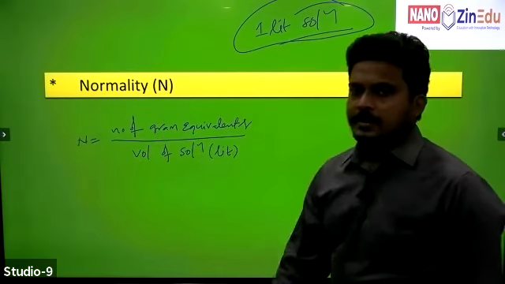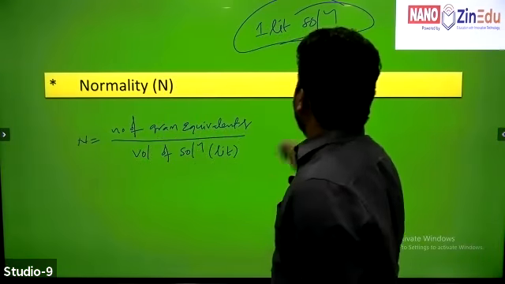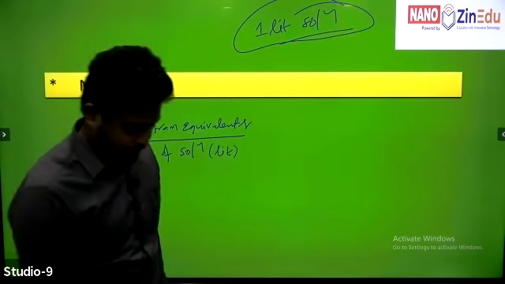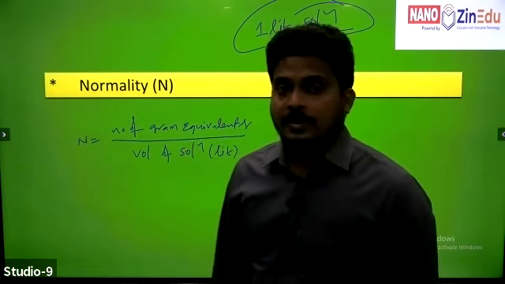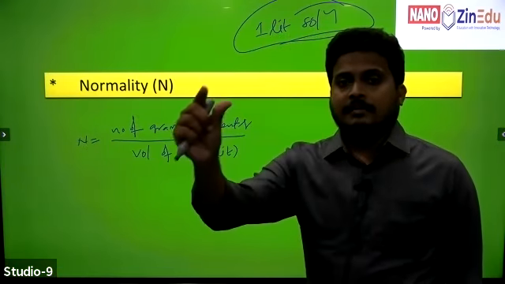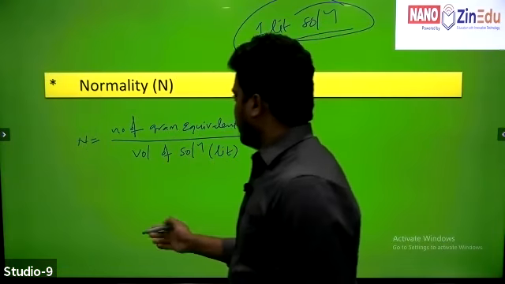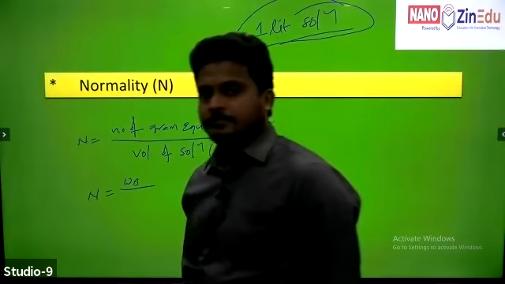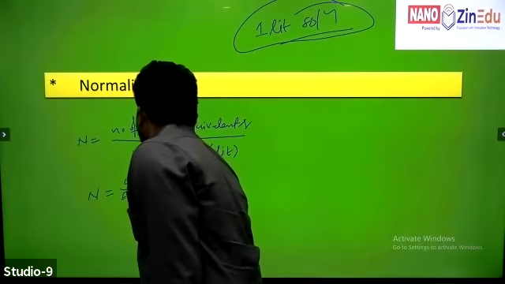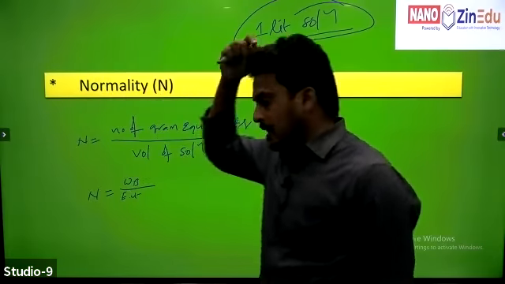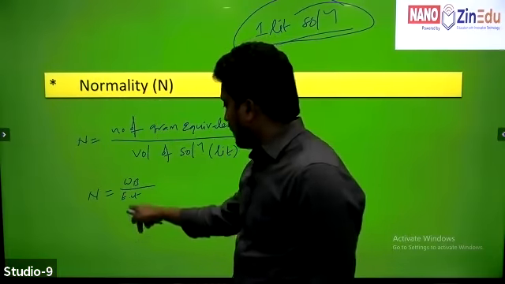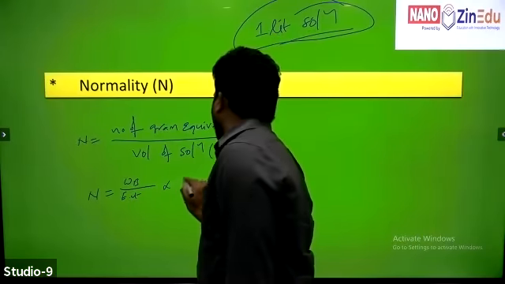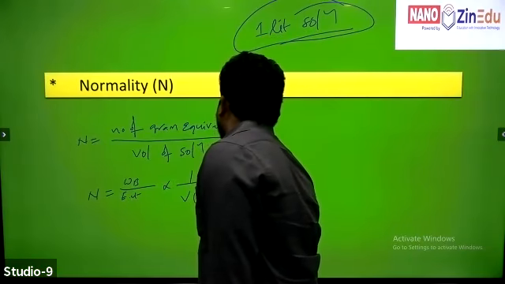Now, how can we write number of gram equivalents? Number of gram equivalents equal to weight by equivalent weight, so weight of solute by equivalent weight of solute. In the case of molarity, what are we taking? Weight by molecular weight. But here we are taking equivalent weight. Weight by equivalent weight of solute into 1 by volume of the solution in liters.